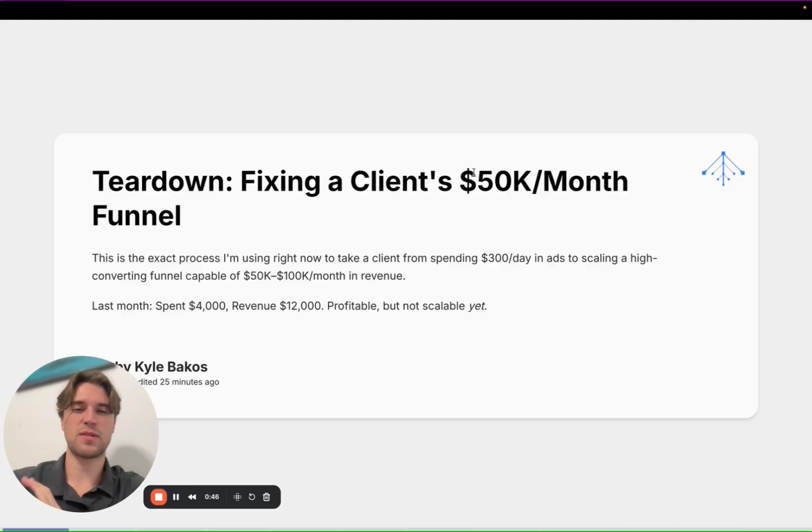So to give you some context, last month we spent about $4,000. We did scale up the ad spend because it was profitable, but I don't think it's scalable yet. So I wanted to spend a bit more because we do have a 3x ROAS. It was profitable, so I do want to spend more. But before we continue scaling, I wanted to go in and actually optimize some of it.